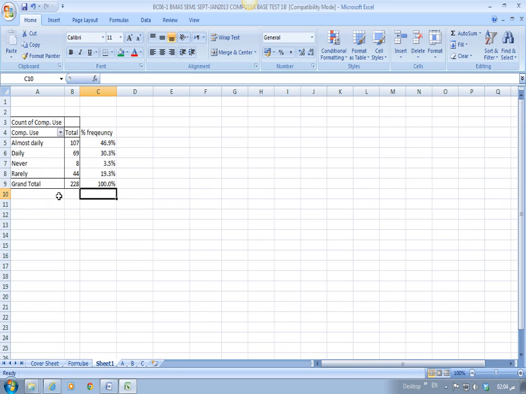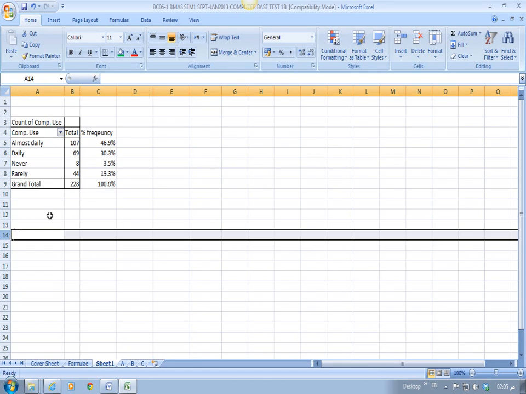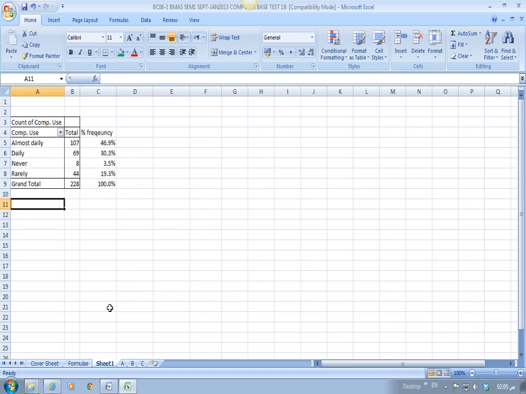There are some students who say most are using it like this, and then less people are using it. 3.5% never use the computer, and so on like that. So the comment is real. From you, you have to write your comment.